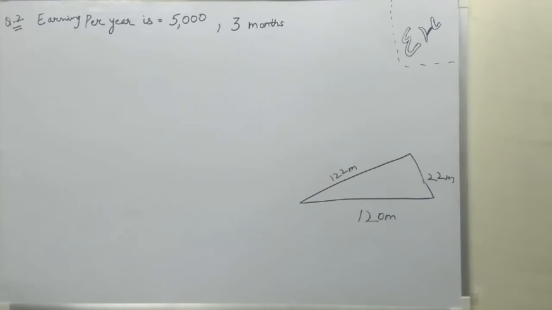The advertisement yields an earning of rupees 5,000 per meter square per year. A company hired one of its walls for 3 months. How much rent did it pay?